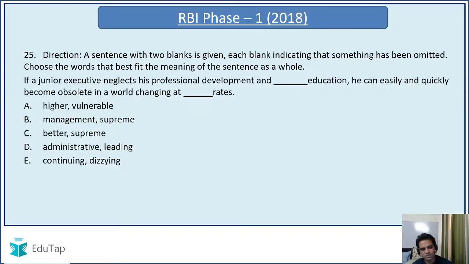All right, another question on the same pattern. If a junior executive neglects his professional development and dash education, he can easily and quickly become obsolete in a world changing at dash rates. Yes, guys. Options: higher education, management education, better education, administrative education, continuing education. And rates: vulnerable rates, supreme rates, leading rates, or dizzying rates.